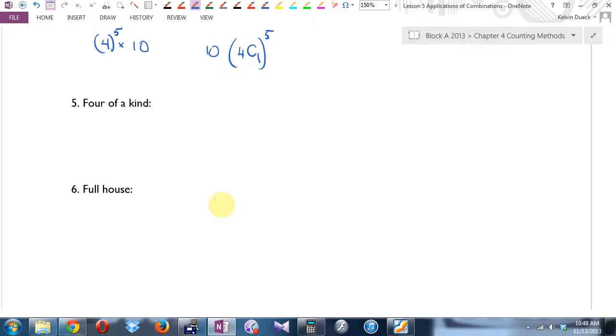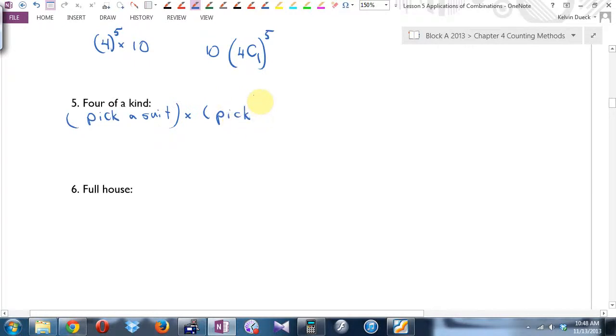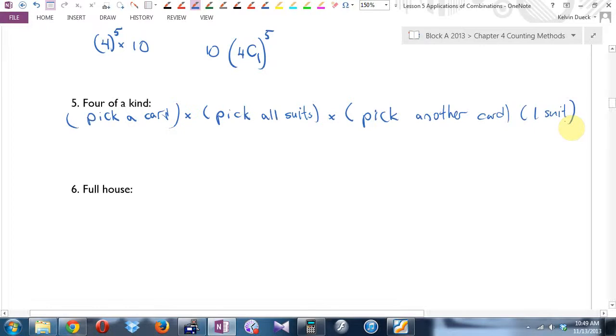4 of a kind. Our strategy is going to be: pick a card, pick all suits, and pick another card from one suit. Sorry, I haven't taught this for a while. By the way, I don't think I said this: I'm not going to be asking you these on tests because they're tough. Gambling odds are tough. But you guys asked, so okay.